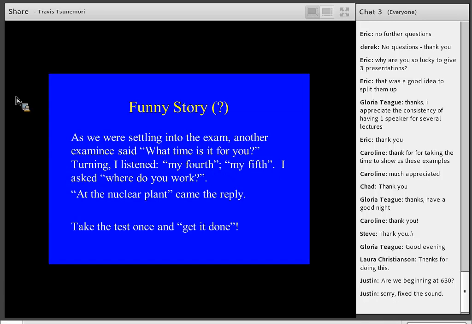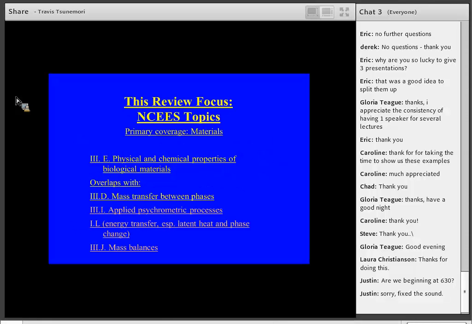So here's a kind of warped story. We were settling into an exam when I took it years ago, and somebody behind me says, "What time is it for you?" One guy says, "Oh, it's," and I'm looking at my watch, and the other guy says, "Oh, it's my 4th time." The other guy says, "It's my 5th time." I'm like, "You've taken this 5 times? Where do you work?" At the nuclear plant. A little scary, so I would suggest study hard, take the test once, and get it done.